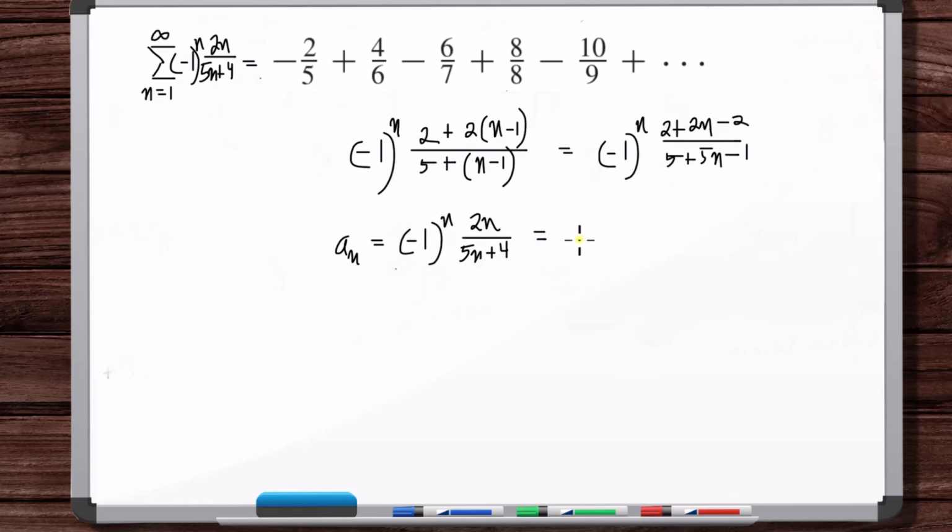All right, so to qualify for the alternating series test, any alternating series you can write like this, where the b sub n is the positive portion. You can think of b sub n as equal to the absolute value of a sub n. So we need to make sure that b sub n is decreasing from 1 to infinity, or at least from some n to infinity. So b sub n is 2n over 5n plus 4, right?